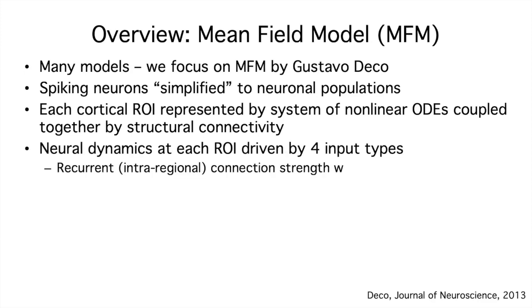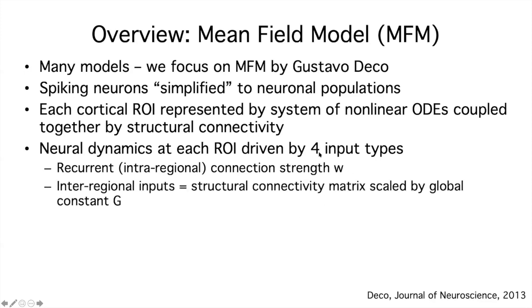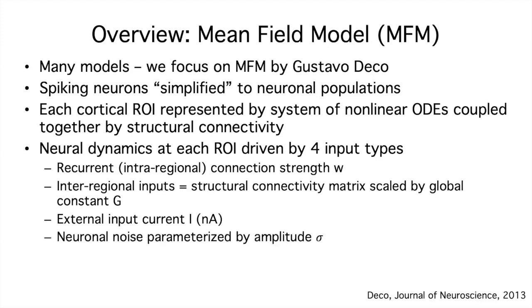The neurodynamics at each region is driven by 4 types of inputs. The first type is the intra-regional input and is parameterized by the recurrent connection strength W. The second type of input is the inputs from other brain regions. So the inter-regional input is parameterized by the structural connectivity matrix, scaled by this global constant G. The third input is an external input current I, potentially from subcortical relays. And the fourth input is neuronal noise, parameterized by the amplitude sigma.